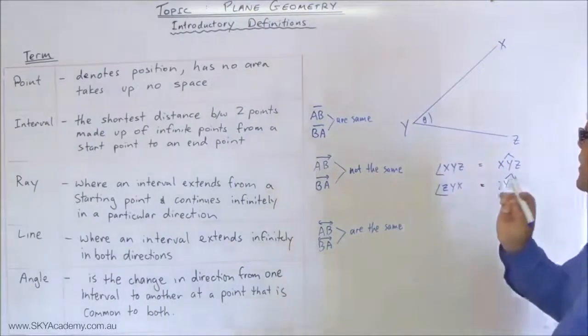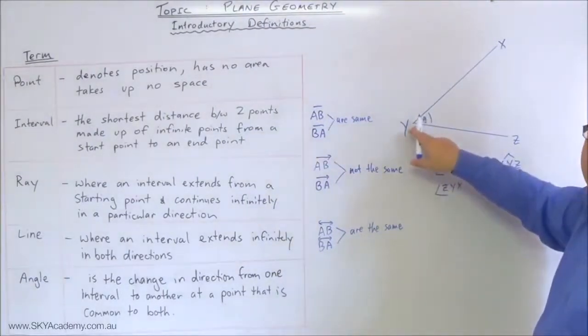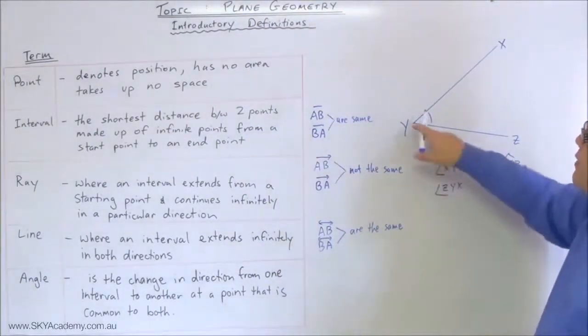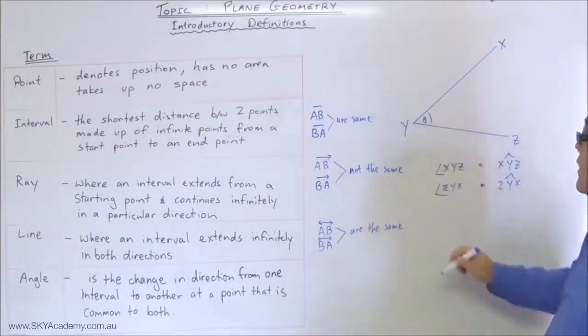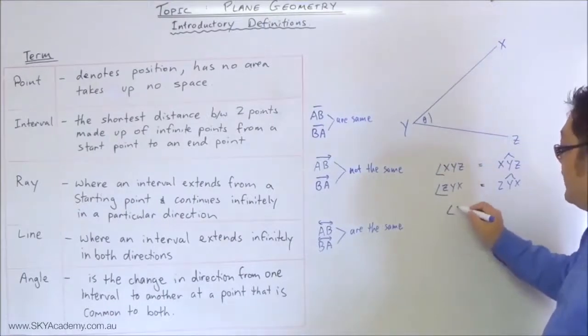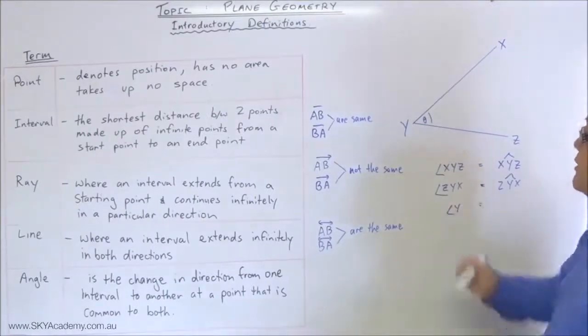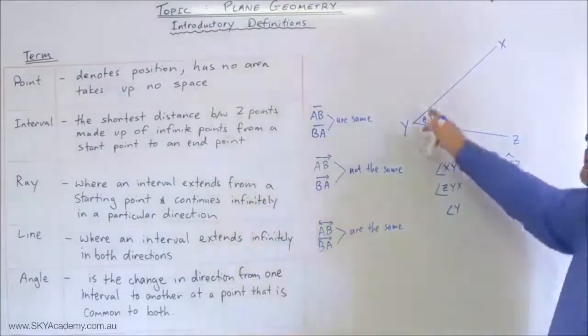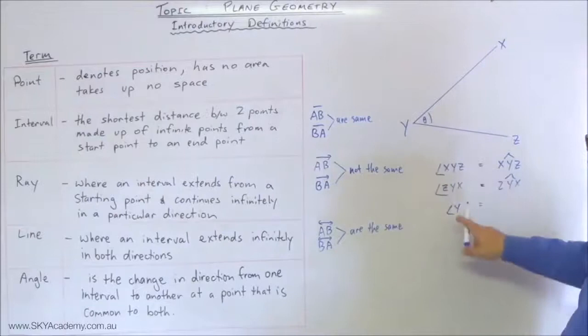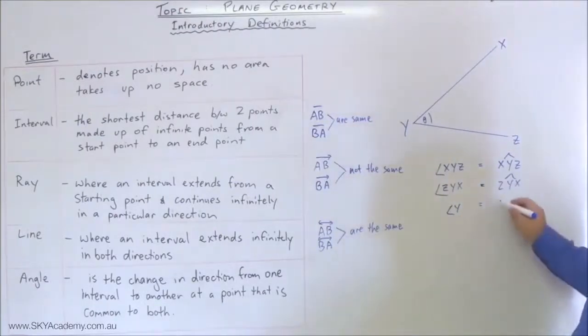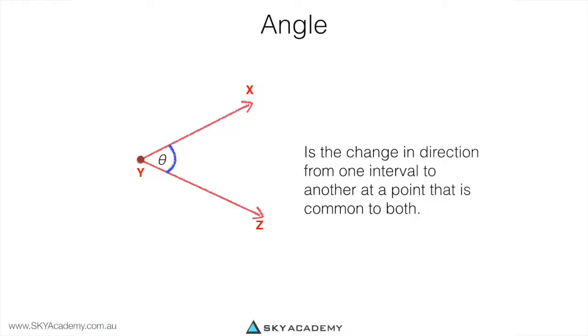Now, I will mention another point. See how at point Y there are no other angles except that angle there? So we can call that angle Y by itself, because there are no other angles that it could be, except the reflex angle, of course. Oftentimes we can just call that angle Y, or we can call it angle Y going this way as well. So that is basically angles.